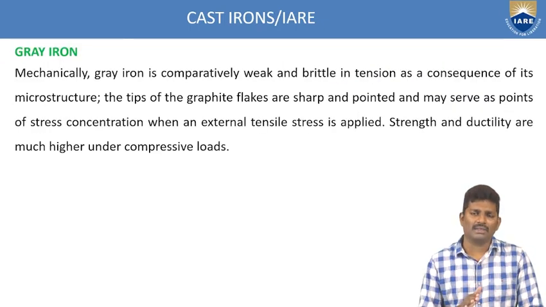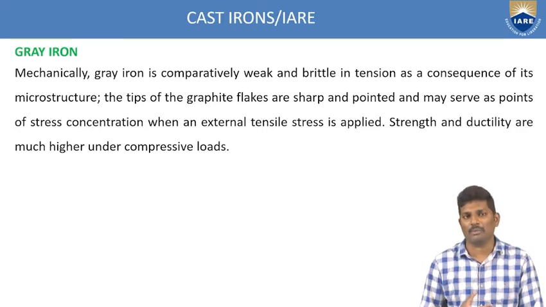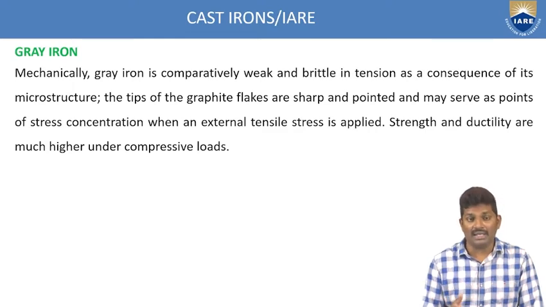So coming to that microstructure, next we will see what the mechanical properties are. For each and every material, it has its own microstructure as well as mechanical properties. Depending upon the properties, we can justify and take that material and utilize it for the required application. This gray cast iron is comparatively weak and brittle in tensile.